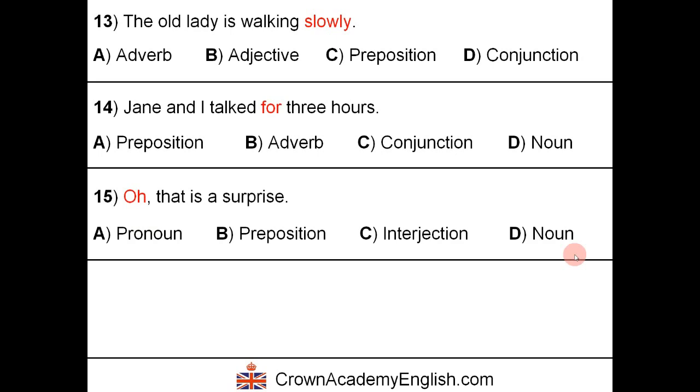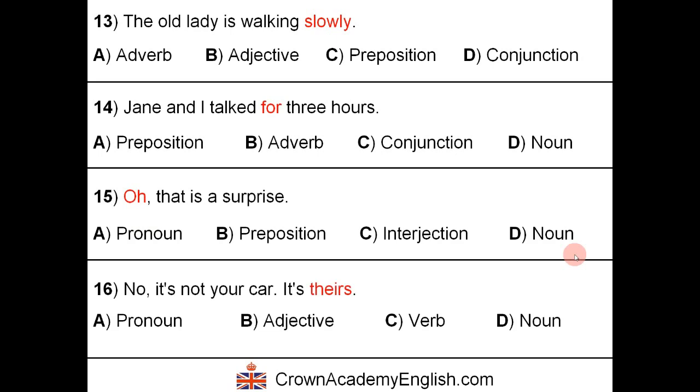Okay, question 16. This is the last question, and then I'll give you the answers. So question 16 is, no, it's not your car, it's theirs. So the word in red is theirs. So in this sentence, what type of word is theirs? Is it A, a pronoun, B, an adjective, C, a verb, or D, a noun?